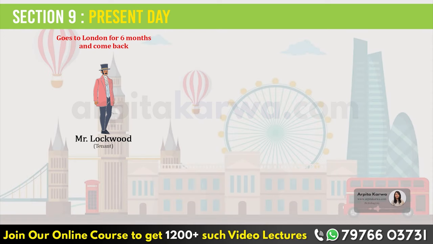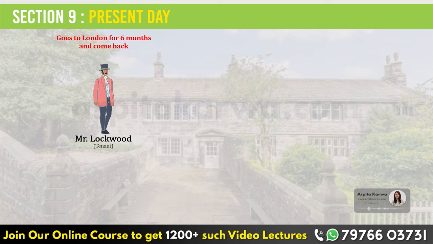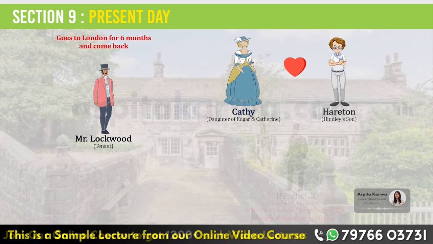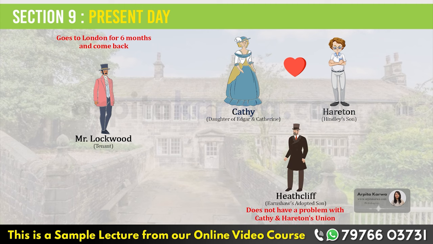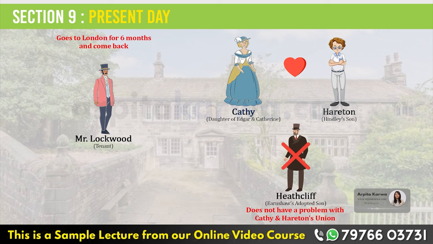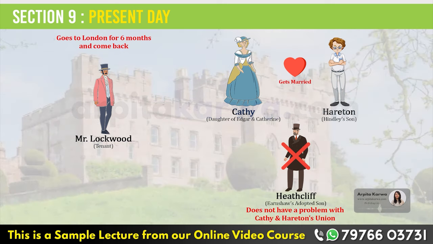Mr. Lockwood goes to London. He comes back after 6 months and finds out that Cathy and Hareton are in love. Even Heathcliff does not have a problem with that. Heathcliff could see him and Catherine in Hareton and Cathy. "There was a time when Heathcliff was poor and uneducated and still Catherine loved me. And similarly, Hareton is also poor and uneducated and Cathy loves him." So Heathcliff also dies after a while. He is buried on the other side of Catherine, and in the end, Cathy and Hareton get married and go to Thrushcross Grange.